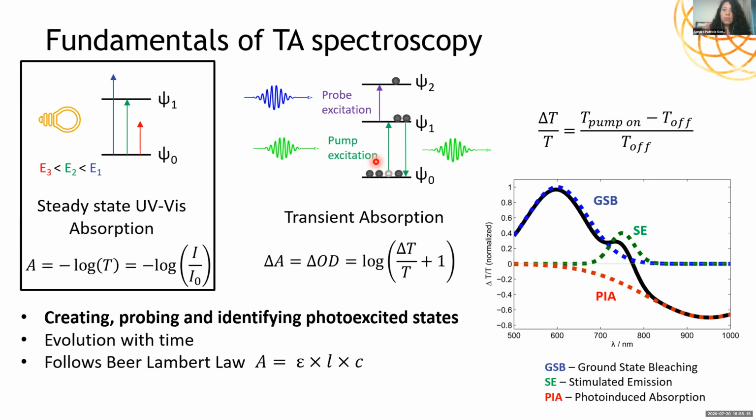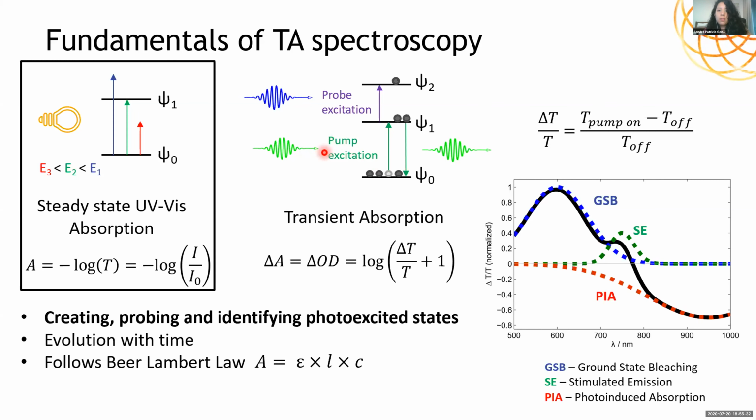We have our sample and we will have two beams. One we will call the pump and the other one will be the probe. And they will be arriving at different times that we will select. Each of these times will be like a screenshot, let's say.